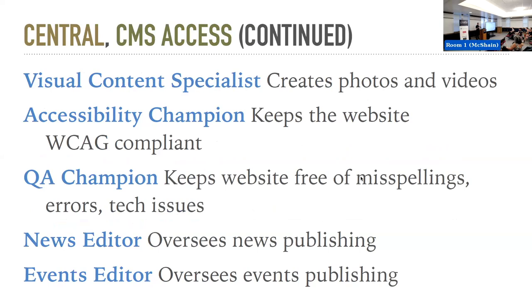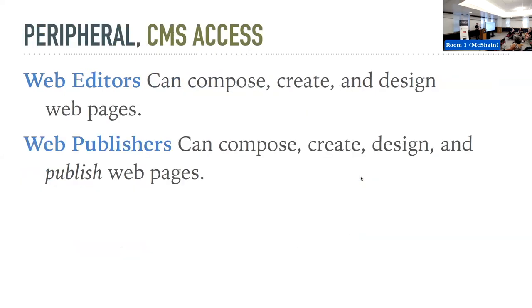It's great if you have an accessibility champion who can always be looking out for accessibility and complying with the law on that. It's great to have a QA champion who is looking at site improvement, making sure that things are correct. And you may have a news editor who's putting out news. It might be your PR director too. You might have an events editor who's helping put events out, right? Tons of different roles, tons of different ways to divide that up. And then you've got the peripheral people with CMS access, the web editors and the web publishers here, right? So people who can compose and design, but then people who will also publish. Sometimes they're going to be the same people depending on how you do it.